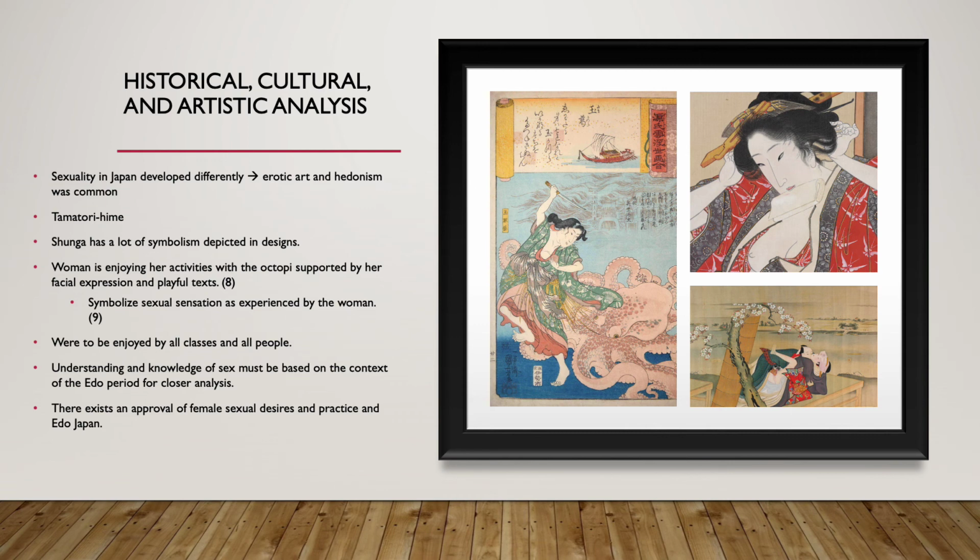18th century shunga wished to represent sex as pleasurably shared and mutually sustaining. Shunga was not only preserved for male audience or male enjoyment, but was enjoyed by women as well. This proves that there is an existence of approval of female sexual desires and practice in Edo Japan.